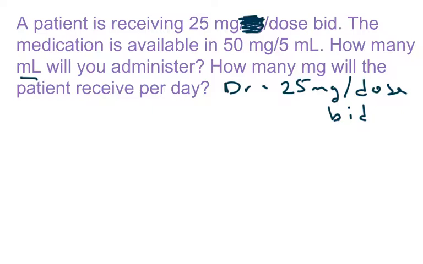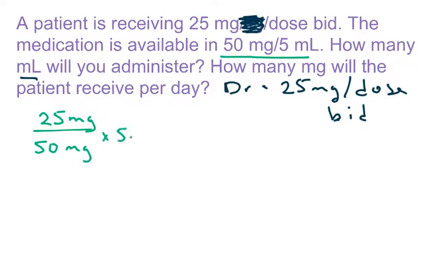Okay? So, all you're going to do for this one is do your regular dosage problem. So, it was 25 milligrams is what's ordered over 50 milligrams per 5 mLs. So, let's see, that should be half of 5, but just to double check my math. 25 divided by 50 times 5, yeah. So you get 2.5 milliliters. And that's the first part.